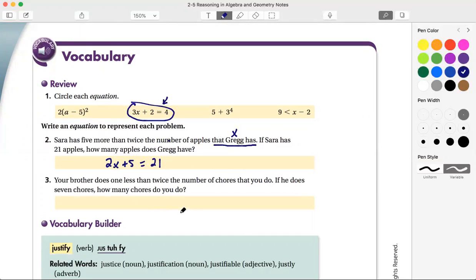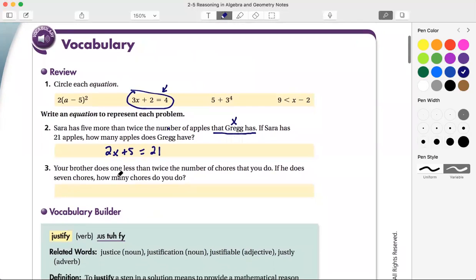Let's try this again. Your brother does 1 less than twice the number of chores than you do. So let's call this x. If he does 7 chores, how many chores do you do? So your brother does 1 less than twice the number of chores you do, and that is 7. So here is your equation.